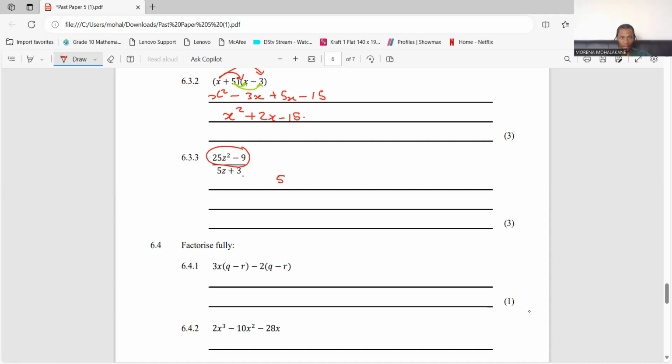It's going to be 5z minus 3 with a different sign on the other bracket, or over 5z plus 3. Now, this is going to eliminate this. Then my answer will be 5z minus 3. Do not do this thing. Do not do this. Do not.